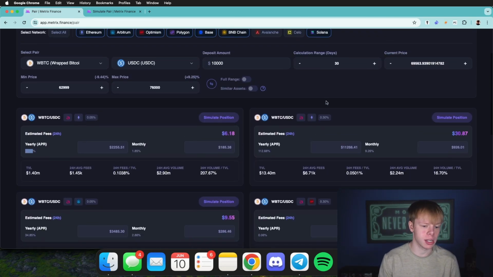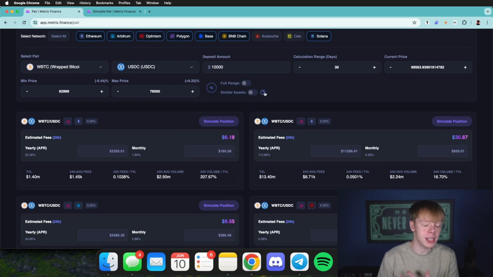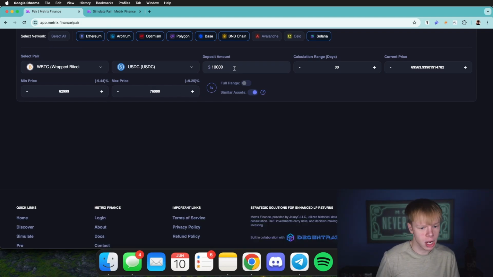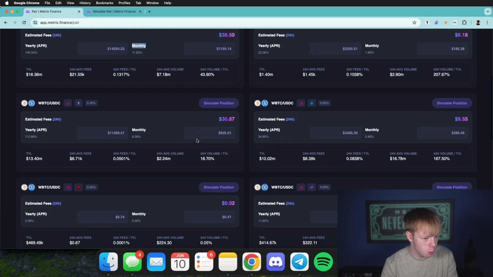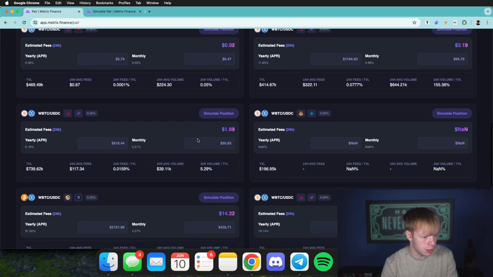But now I want to look at stuff like wrap Bitcoin to USDT. So I'll just hit similar assets. Now it will show me all the different opportunities using my min and max price as well as my deposit amount. And if we want to, we can adjust that calculation range. And just like that, now we see wrap Bitcoin to USDT at the very, very top. And then we're also going to see all those different opportunities below it.